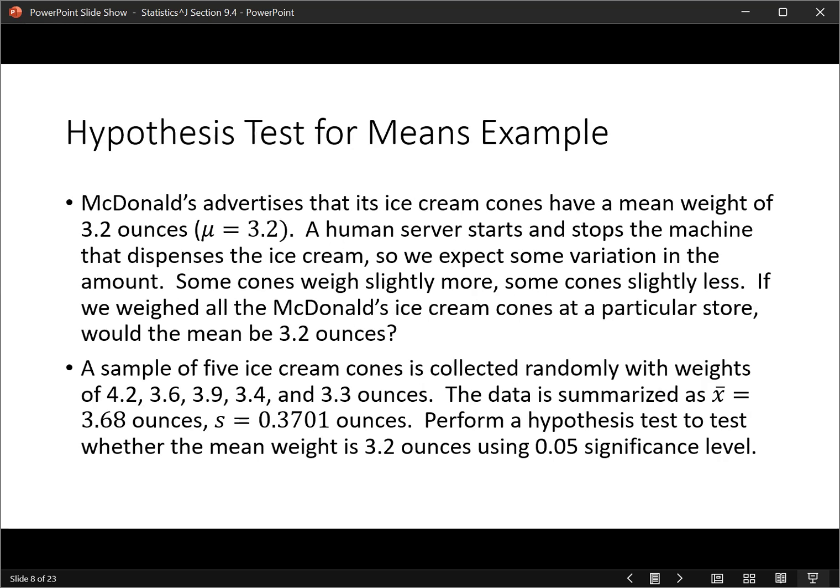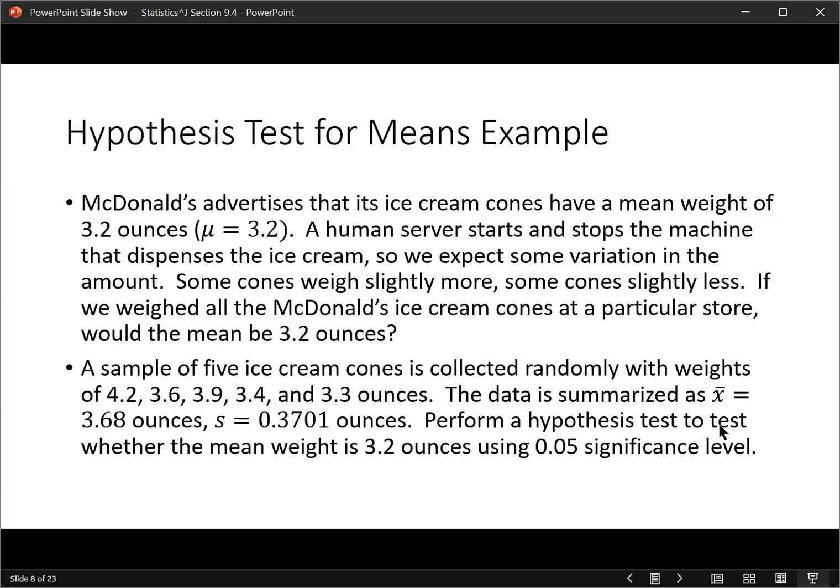All right, let's just look at some quick examples here. McDonald's advertises that its ice cream cones have a mean weight of 3.2 ounces. A human server starts and stops the machine, so we expect some variation. Some cones are going to weigh slightly more, and some cones are going to weigh slightly less. If we weighed all the McDonald's cones at a particular store, would the mean be 3.2 ounces? We've got a sample of 5 ice cream cones collected, and their weights are listed there. We're told the data is summarized as: the mean of this sample is 3.68, and the standard deviation of this sample is 0.3701.